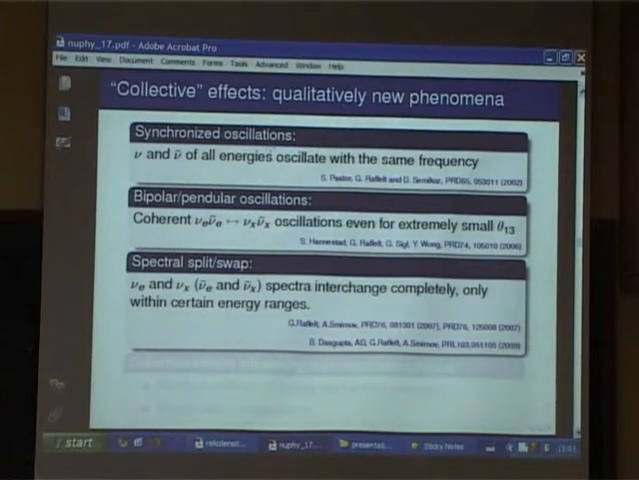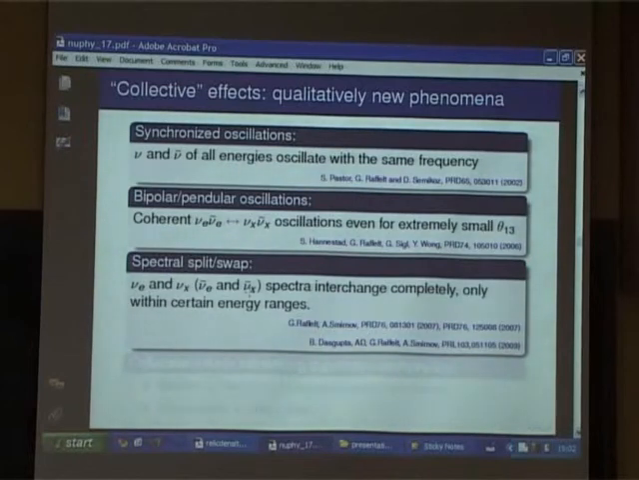One is what I call synchronized oscillations, which means all nu and nu bar oscillate with the same frequency. Second is what I call bipolar oscillations, or they are called pendular oscillations for some other reasons, where you get coherent oscillations of nu_e, nu_e bar to nu_x, nu_x bar. And third is spectral split, or spectral swap, which means that nu_e and nu_x interchange completely, but only within certain energy ranges. This depends on various parameters, such as initial spectra. Also, nu_e bar and nu_x bar will interchange within certain energy ranges. So there is a lot of rich physics.